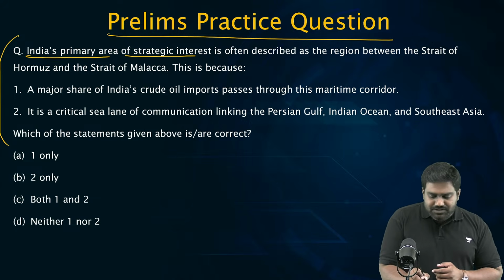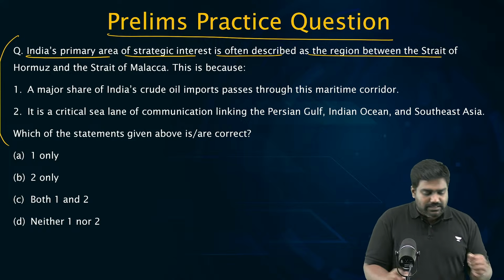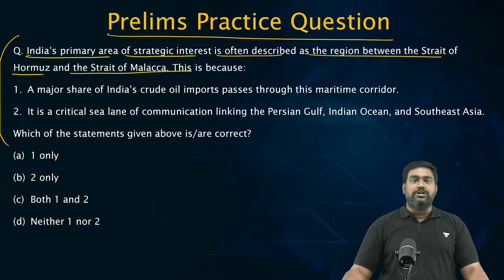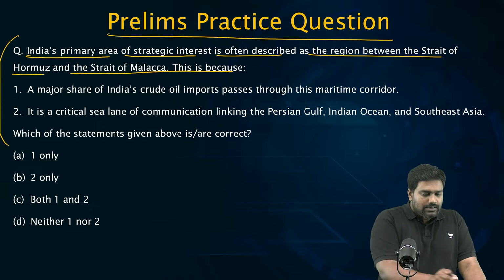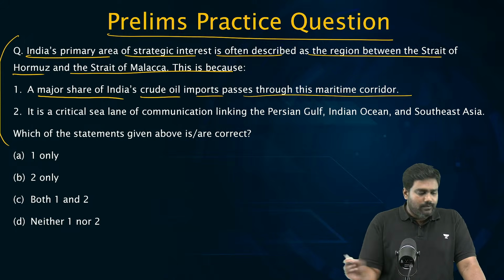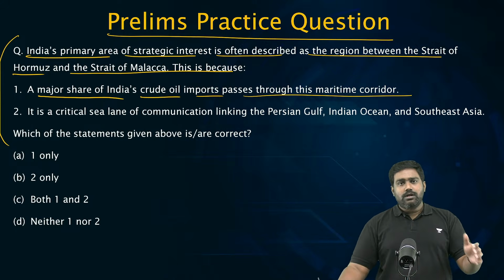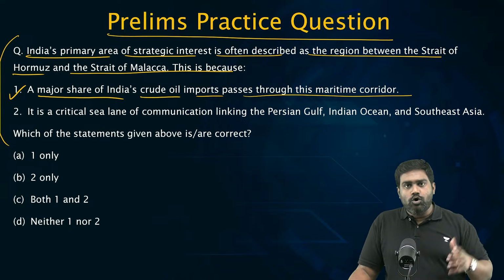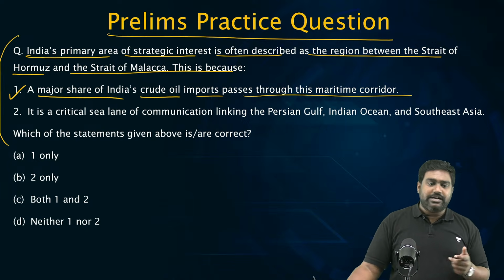India's primary area of strategic interest is often described as the region between Strait of Hormuz and Strait of Malacca. This is because major share of our crude oil imports passes through this maritime corridor. Obviously correct. A lot of our oil import comes through Hormuz. Some of it comes through Malacca Strait as well.